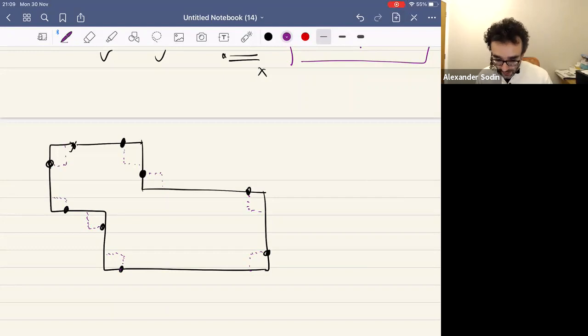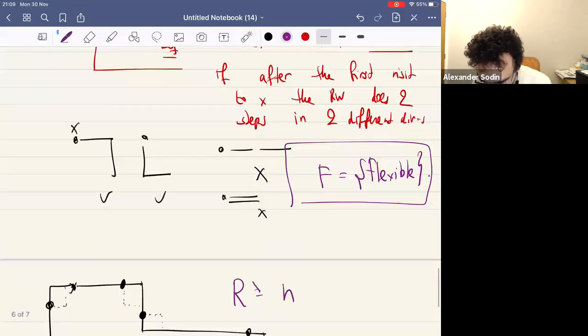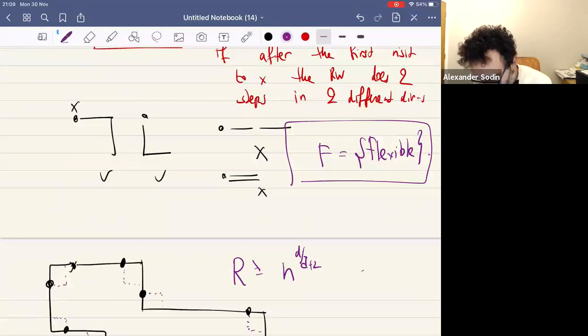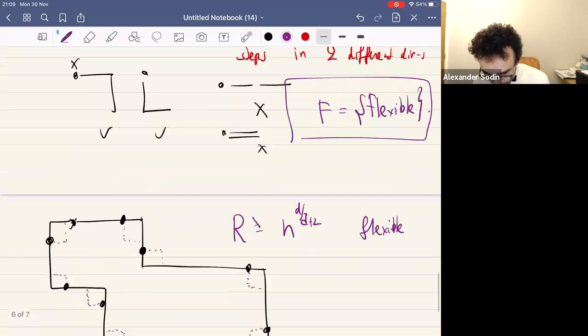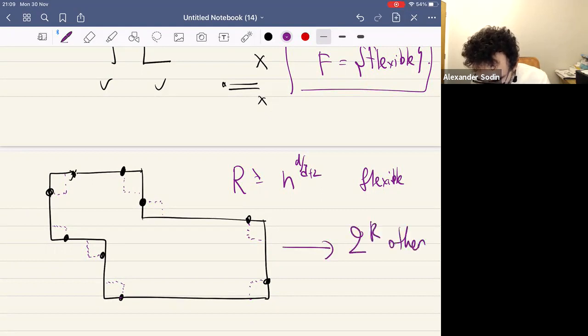So we have R, which is n to the d over d plus 2, flexible vertices. So we have R of these points where we can replace our walk with something different. In total we have 2 to the R. We started with the black walk. We associate to it 2 to the R other walks, which are obtained by picking any subset of the flexible vertices and replacing the black piece with the purple piece.